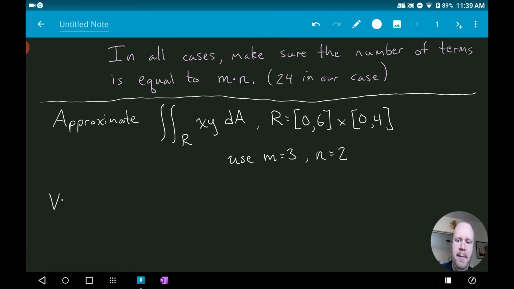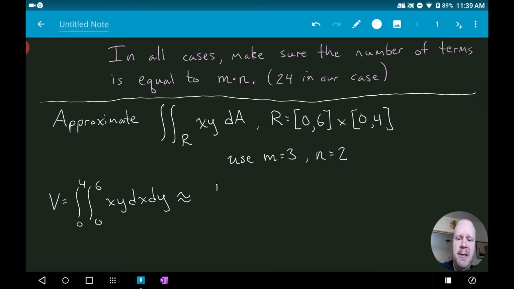So the actual double integral here is xy dx dy. Just to point out, x is in between 0 and 6, y is in between 0 and 4. We could absolutely figure out what the exact volume of this is. This is not a difficult double integral to do by any means, but I just figured I would choose something nice and easy for our first description here. So we're going to use m equals 3 and n equals 2.